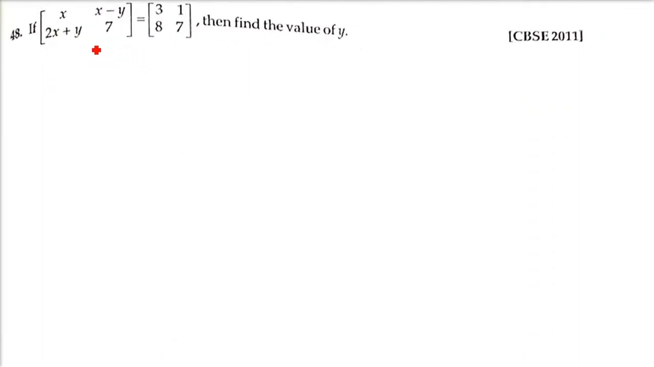Now if it is this given, let us equate, because x is already given as 3. You can take x minus y equals 1. X is 3 here, so 3 minus y equals 1. Y will be equal to 3 minus 1, that is going to be 2. So x is 3, y equals 2.